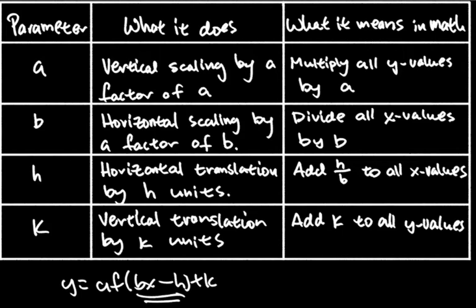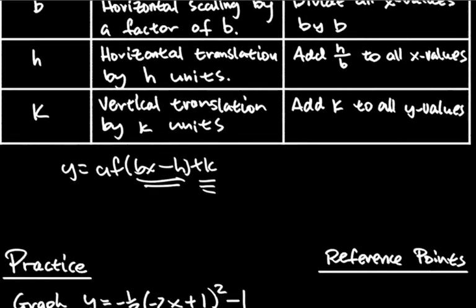All right, so K. This is actually, I would say, the easiest one to deal with. You're just adding K to all the y values. So let's just work with this. The K thing is pretty self-explanatory. You're just adding K to everything at the end. So all y values, add K.